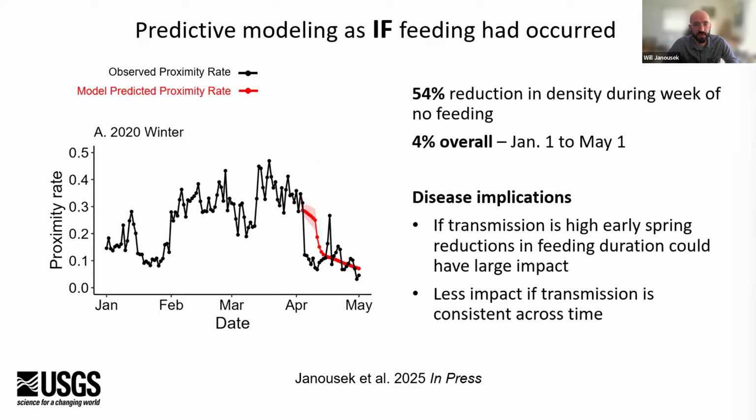Really, if transmission of a disease is really high in early spring, those reductions in duration of feeding could have large impacts. However, just short reductions in feeding, such as by 1 week, would have less impact if transmission of diseases is consistent across time. And that's something that's important for chronic wasting disease because we're still trying to understand the seasonality component to that disease transmission component.